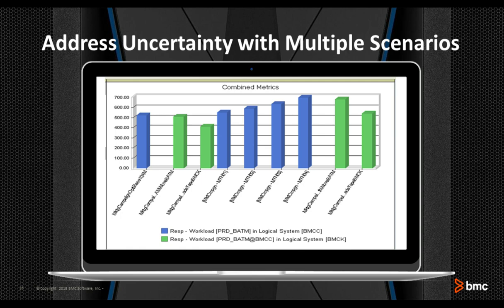So now we build a scenario and case to talk to the business and say the hardware upgrade isn't a short-term fix. It actually is going to accommodate the growth that we're looking at over time.